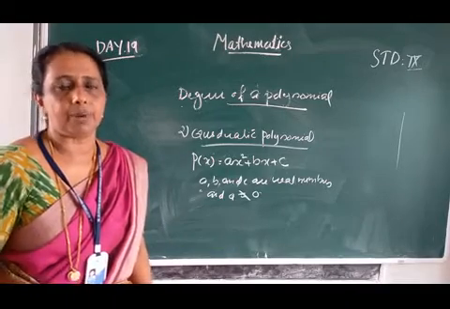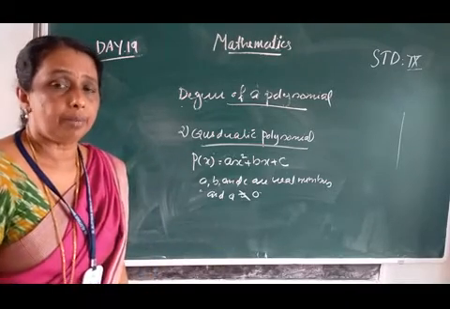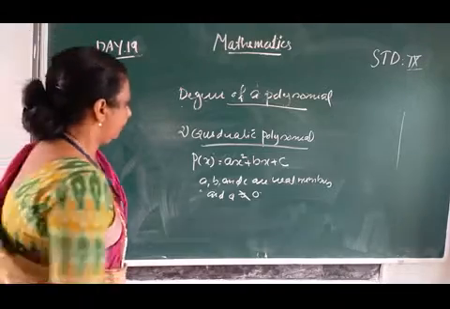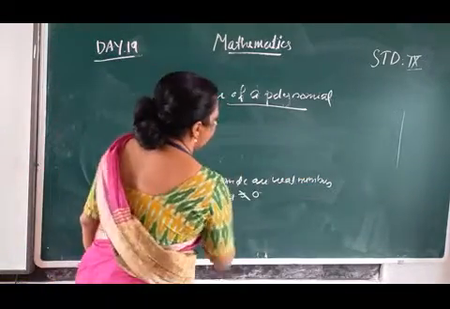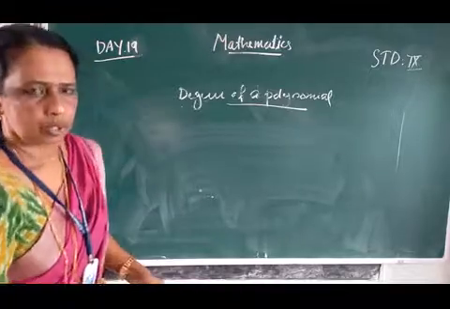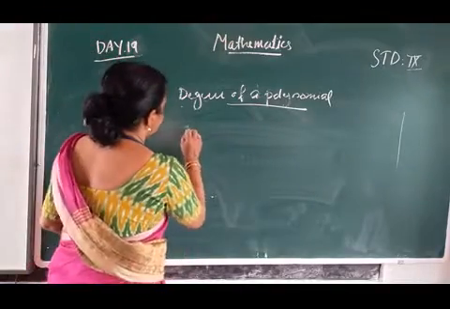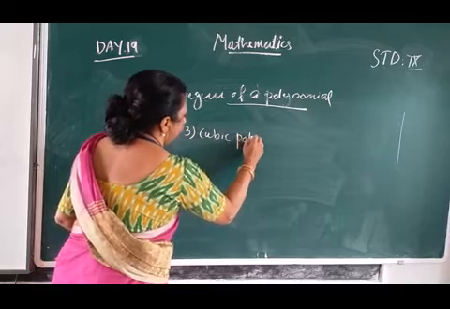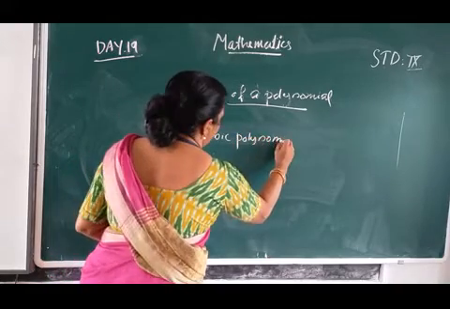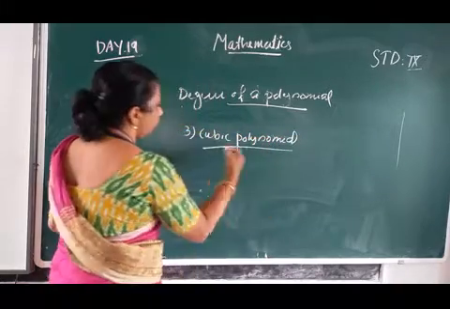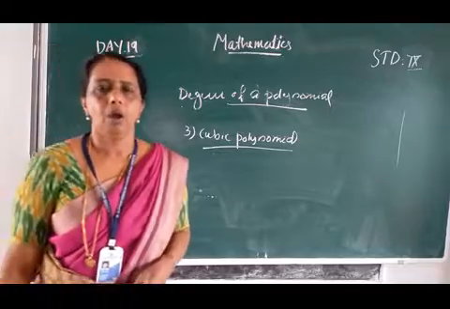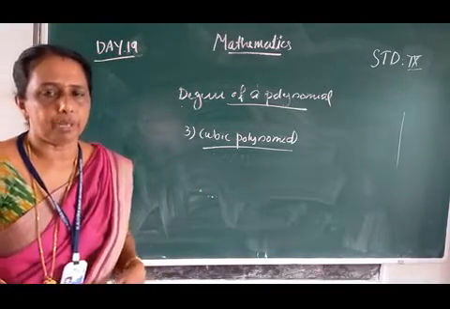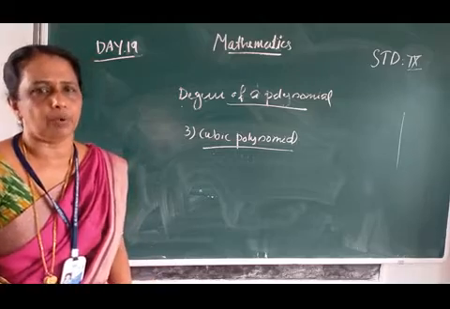A quadratic polynomial has at most how many terms? At most 3 terms. Then the third one is cubic polynomial. A polynomial of degree 3 is called a cubic polynomial.